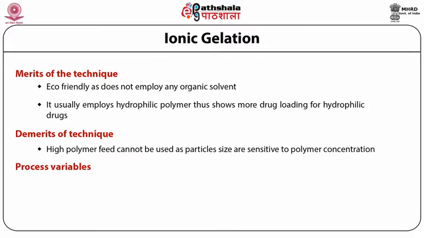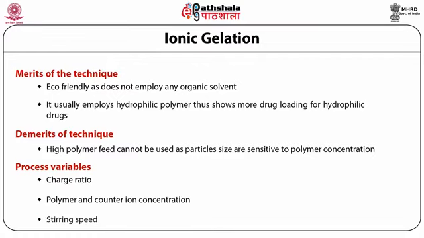Now, what are the process variables which affect the efficiency of this method? The first variable, which is very important, is the charge ratio between polymer and ion inducer. Second is polymer and counter ion concentration. Third one is the stirring speed during mixing of these two solutions, pH of the solution, and initial drug concentration.